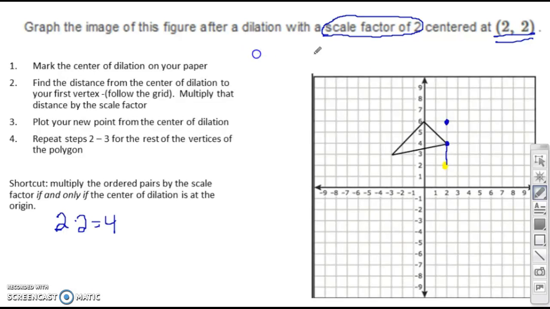And then we pick another point. Let's pick this purple one. And we do the same thing again. So we find the distance from the center. We went up 1, 2, 3, 4, and backwards 2. So I went up 4, backwards 2. Multiply that by your scale factor. So that tells me from the center to get to my new vertex, I want to go up 8 and backwards 4.